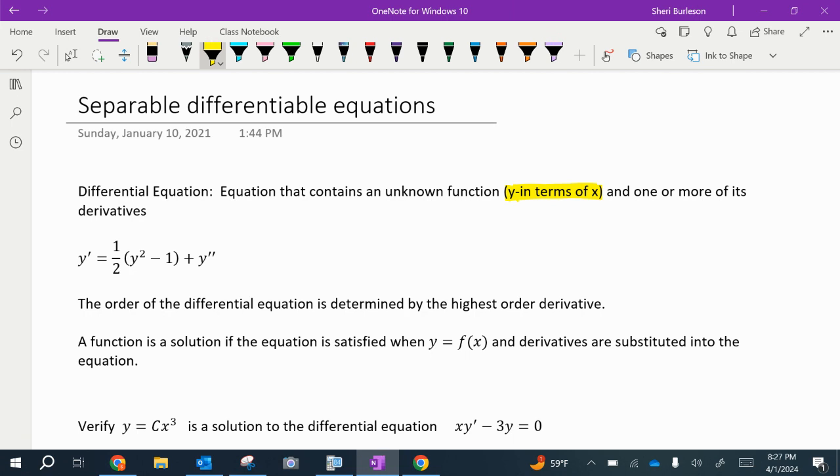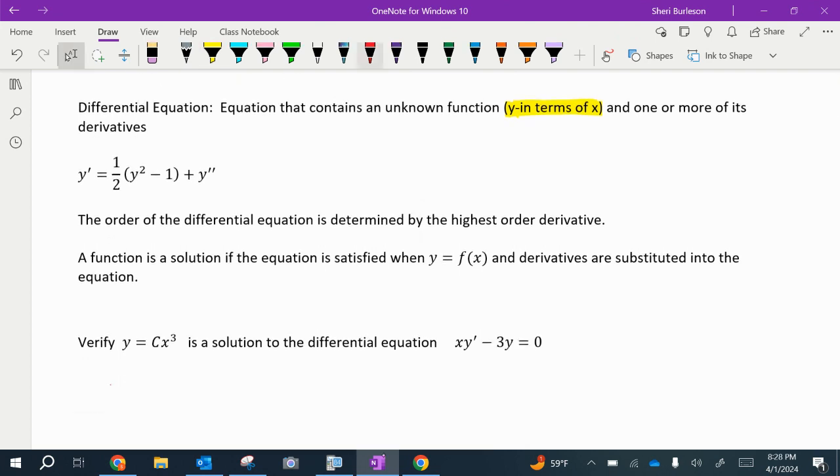y prime is equal to 1/2 the quantity y squared minus 1 plus the second derivative, y double prime. So it contains an unknown function y and two different derivatives. The order of a differential equation is determined by the highest order derivative. So the example we had just above, with the first derivative and the second derivative, is a second order differential equation because its highest order is that second derivative.